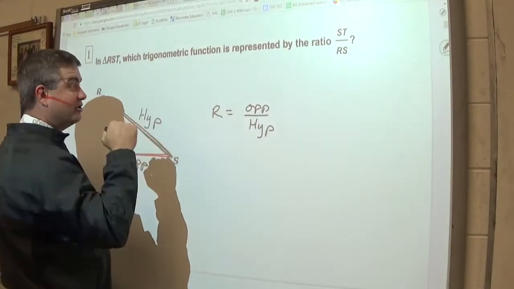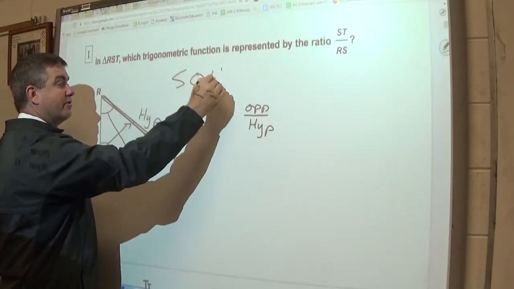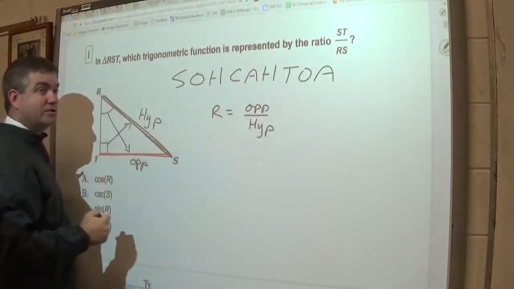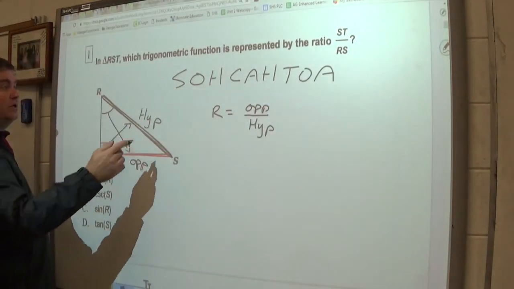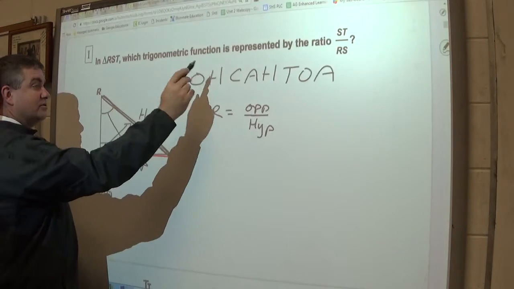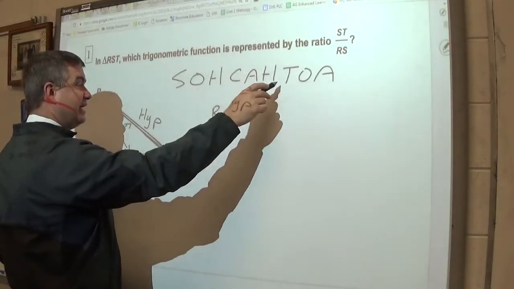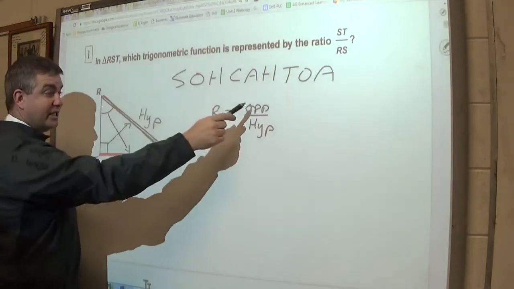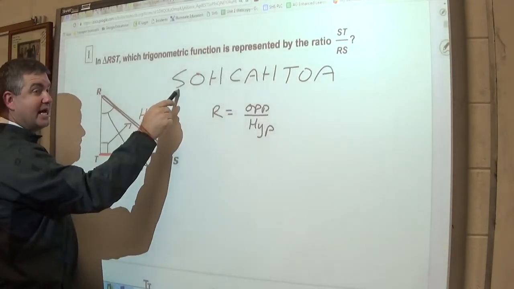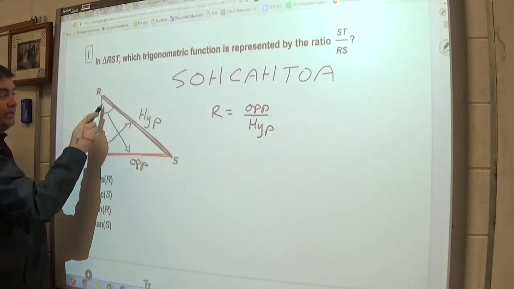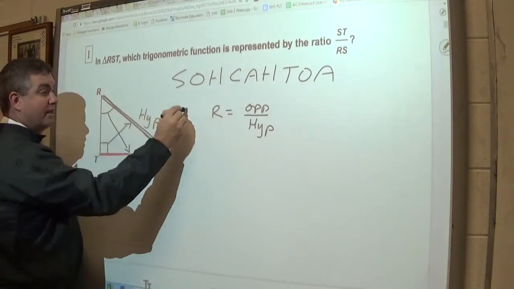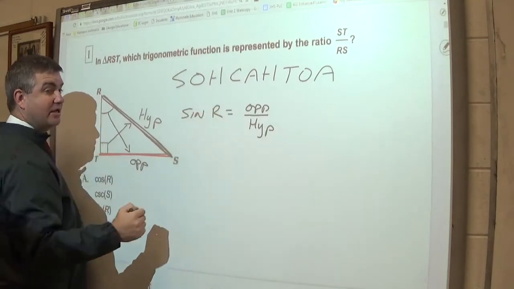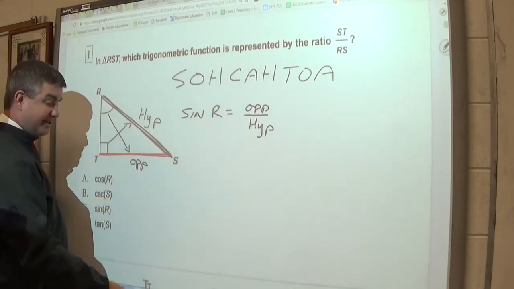And if we think about our trig functions, here's our SOHCAHTOA that tells us our 3 trig functions and the orientation of their ratios. Sine is opposite over hypotenuse, cosine is adjacent over hypotenuse, and tangent is opposite over adjacent. So which one of these looks like opposite over hypotenuse? It's sine. So if I orientate myself to R, then it would be the sine of angle R is the opposite over hypotenuse. But that's not the only one.